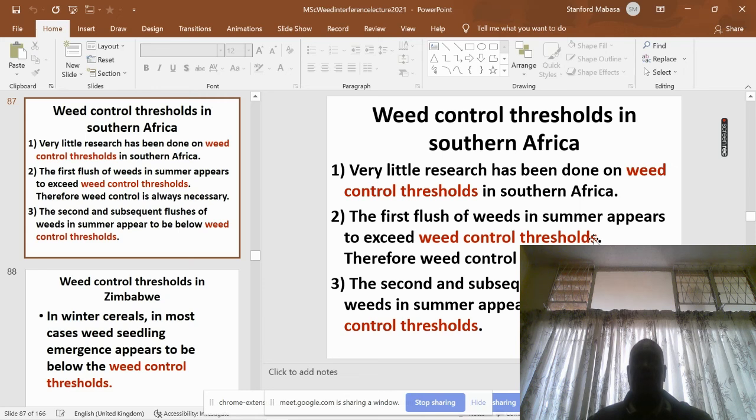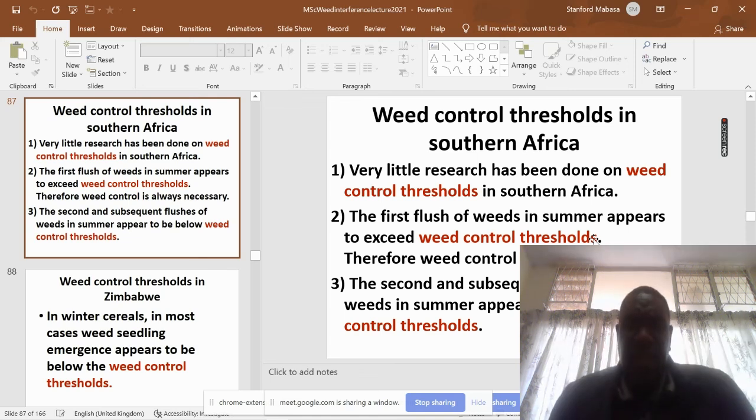But there could be farmers on conventional tillage who come in and plow after the first flush of weeds, although there could be a penalty in delayed planting. The second flush of weeds appears not to be competitive, and therefore the density may be below what we may call the weed control threshold. It is possible.